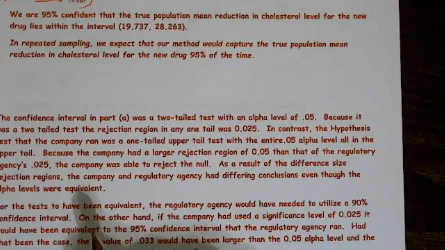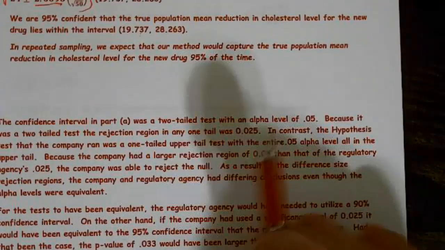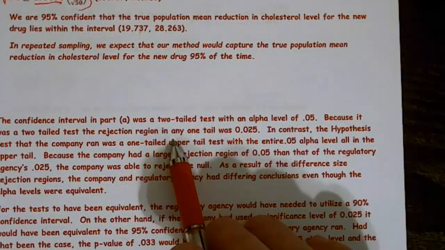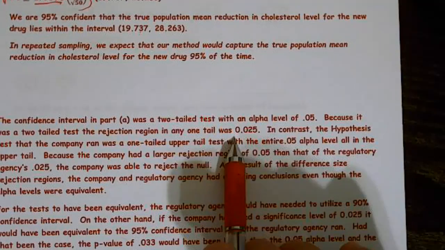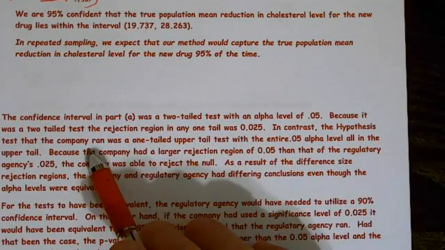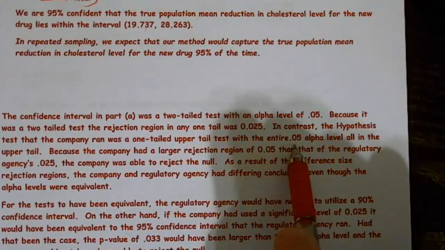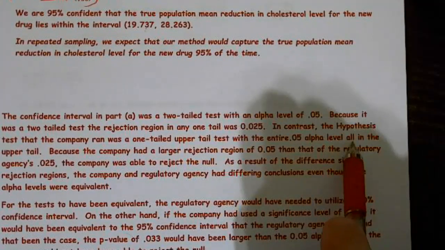The confidence interval in part A was a two-tailed test with an alpha level of 0.05. Because it was a two-tailed test, the rejection in any one tail was 0.025. In contrast, the test that the company ran was a one-tail upper tail test with the entire alpha, 0.05, all in the upper tail.